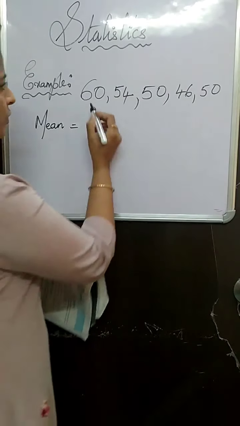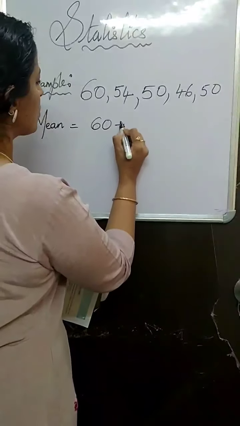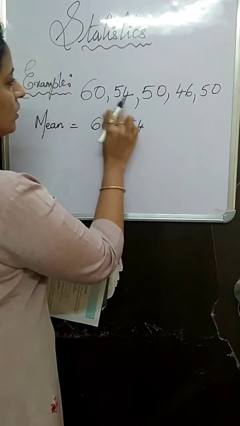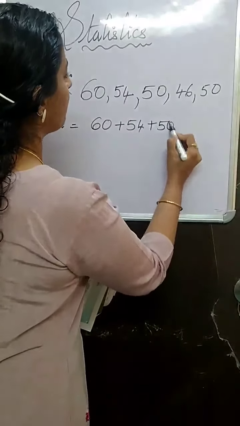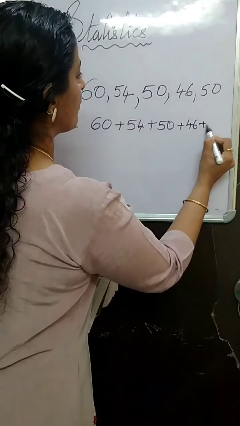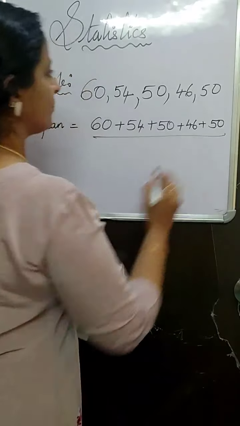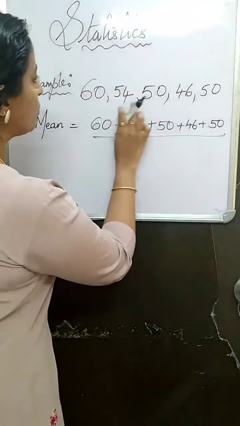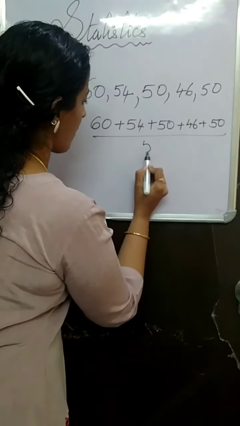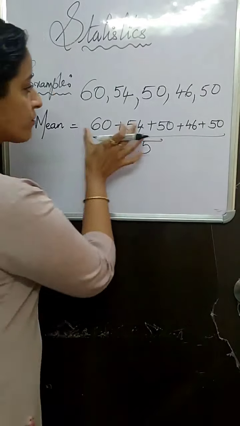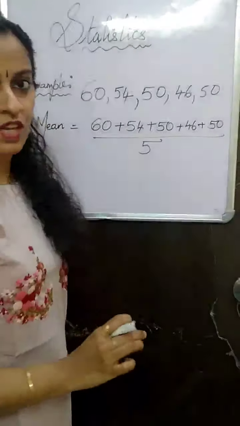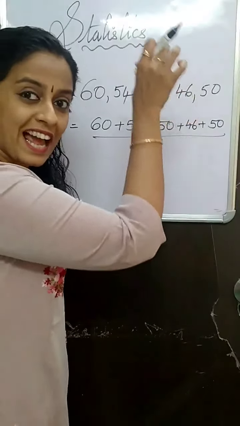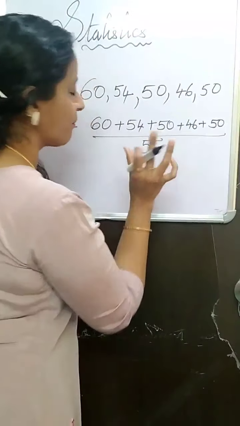How will you find it? You will add all the scores. Whatever data we have, we call it scores. So 60 plus 54 plus 50 plus 46 plus 50 upon, for how many days? 1, 2, 3, 4, 5. 5 days. So upon 5. So the sum of the scores upon the number of scores, addition of all the scores upon the number of scores.